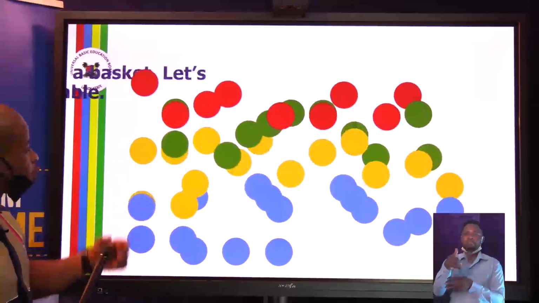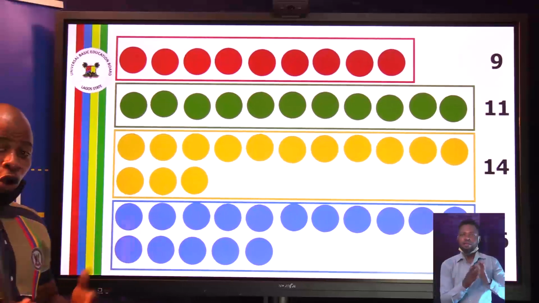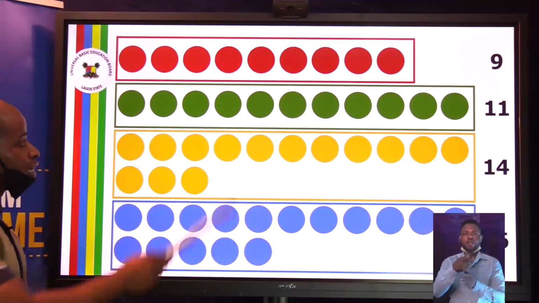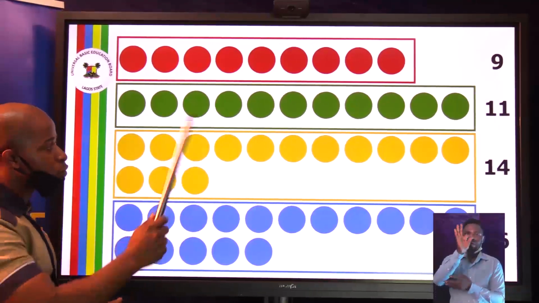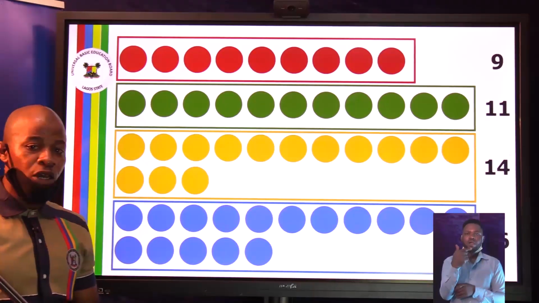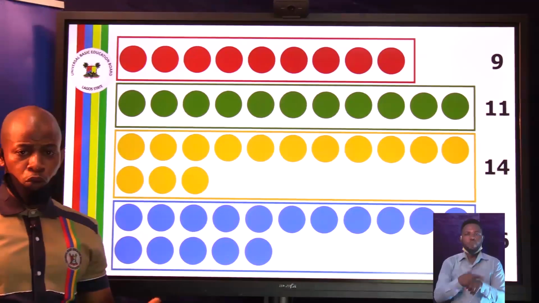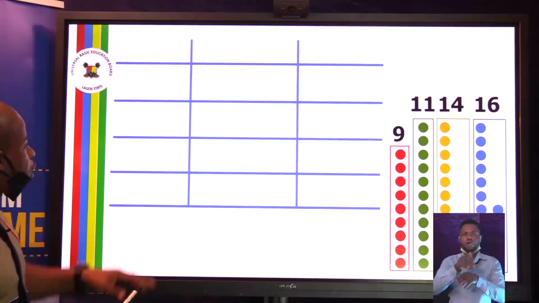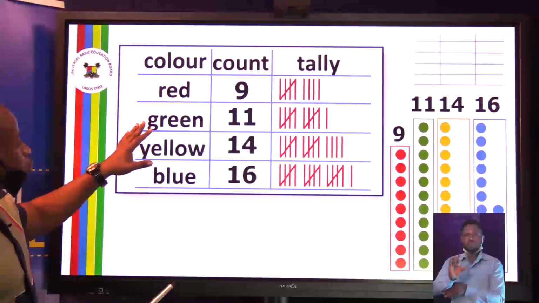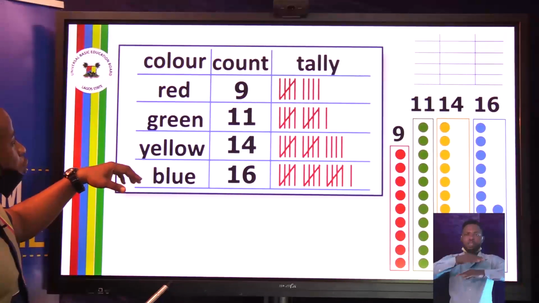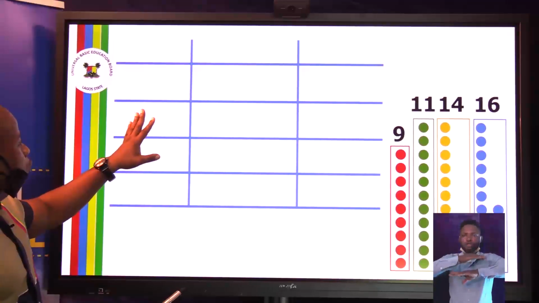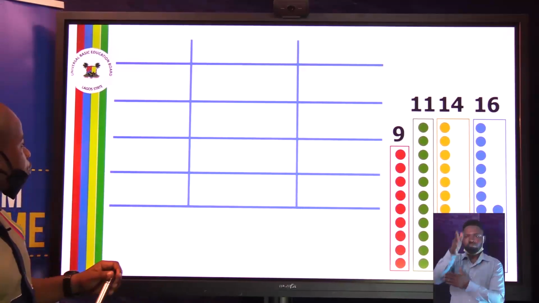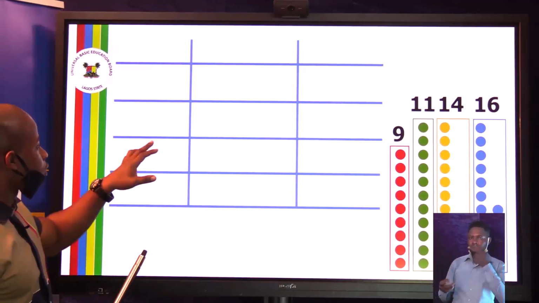So we will rearrange these balls, bringing all the reds together, all the greens together, all the yellow together, and all the blue. And now we see that there are 9 red balls, 11 green balls, 14 yellow balls, and 16 blue balls. But how do we organize this information on a tally chart? To draw a tally table, you are going to draw 3 columns. Now let's zoom in on this column and see how exactly you organize your tally table.